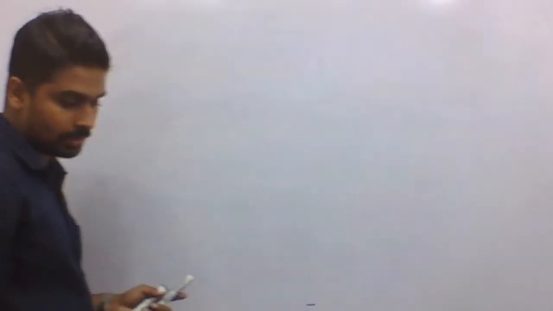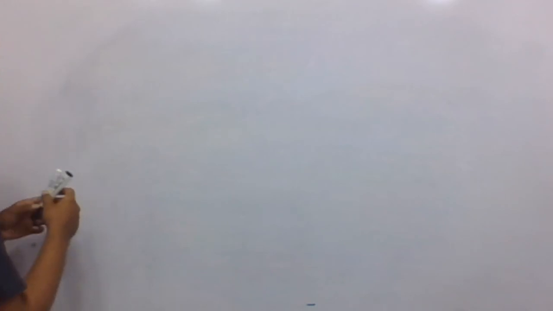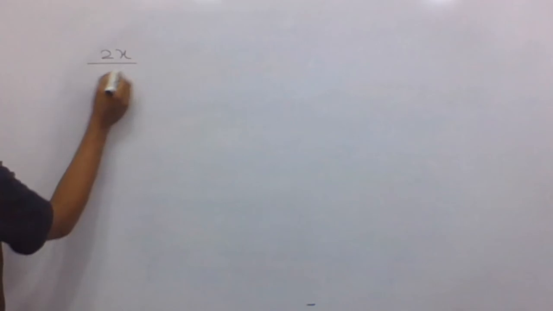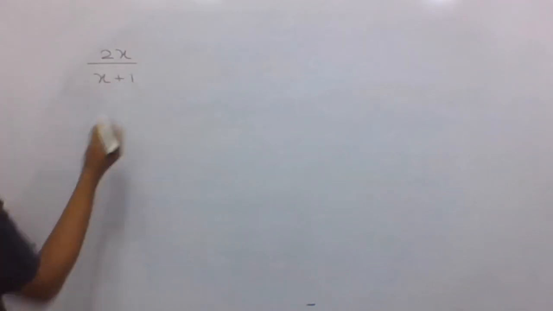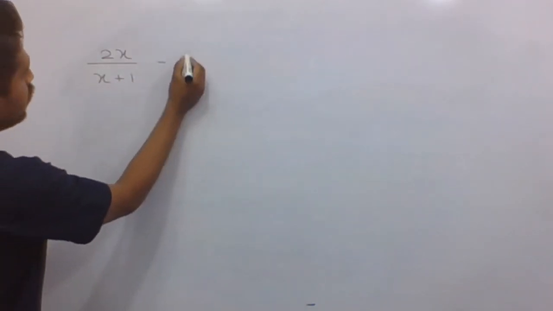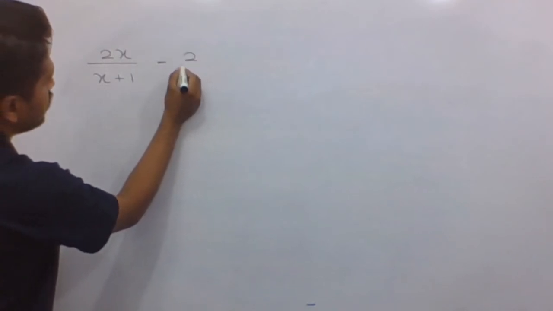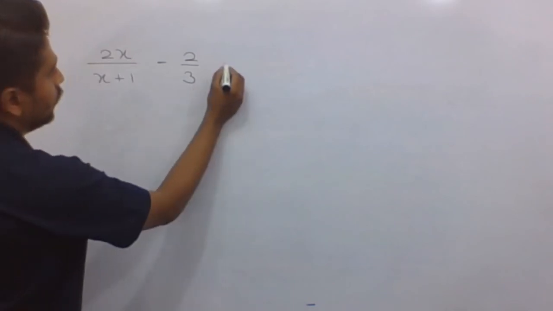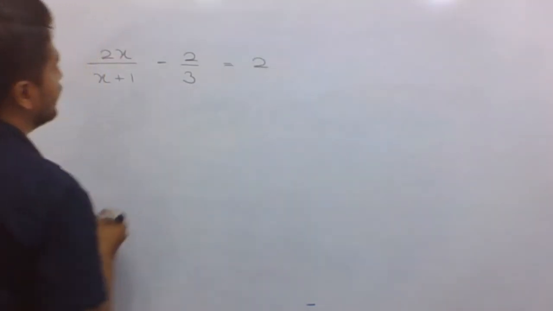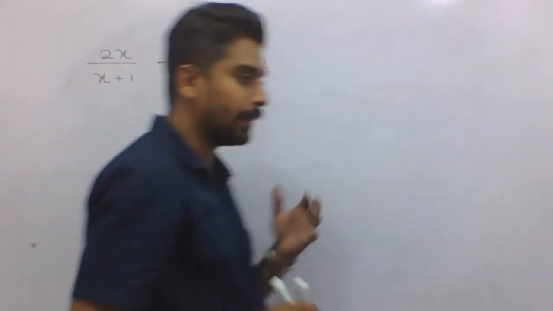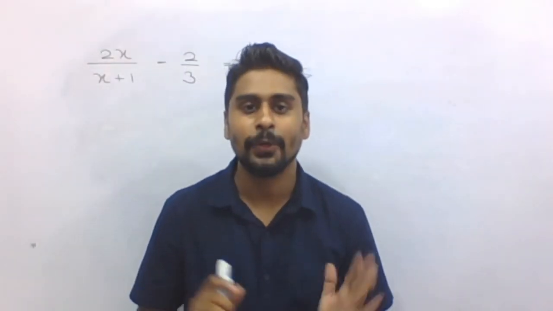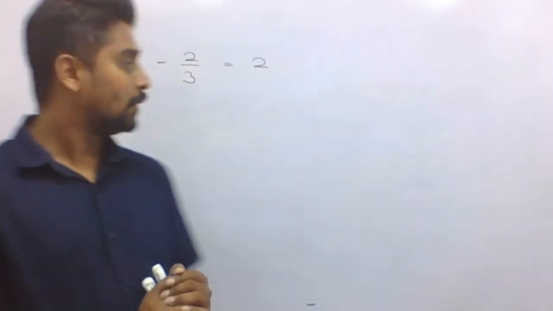The question: 2x over x plus 1 minus 2 over 3, and it is equal to 2. Then you can stop the video and try this one. Try by using your own methods. Then I will do it. Okay, look at this one.